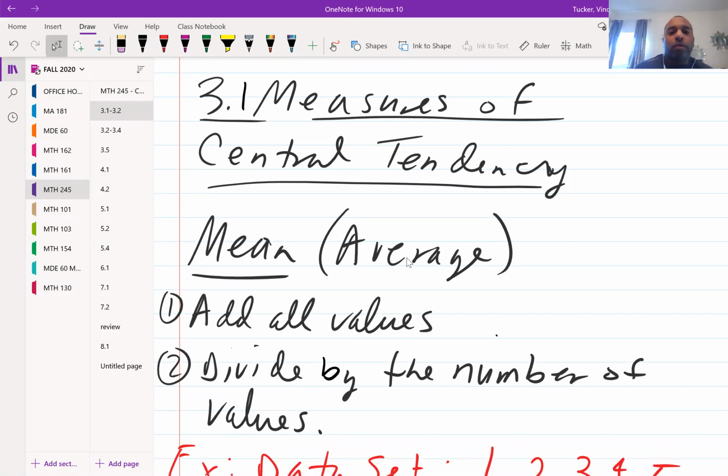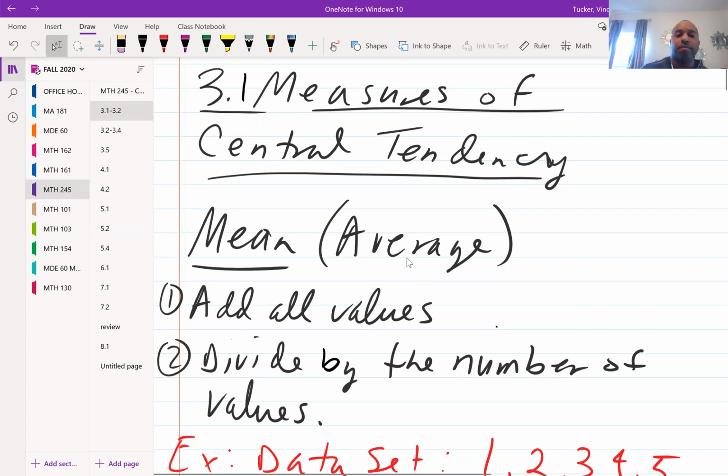All right, so we're starting with 3.1 today, measures of central tendency. First thing we're looking at is the mean. Mean is another word for average. In statistics, very rarely do they use the word average. Normally they use the word mean. Like I said, it's the same thing as the average.